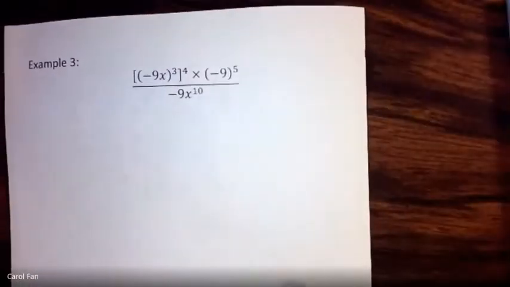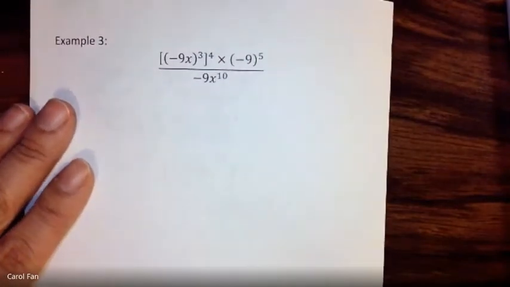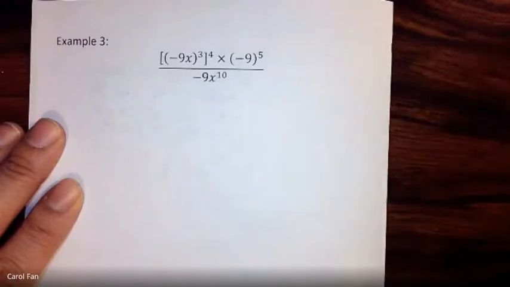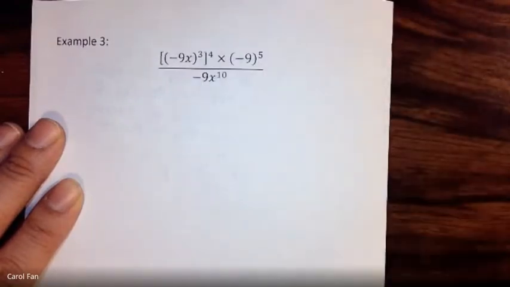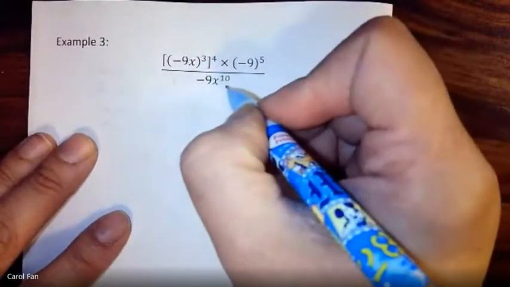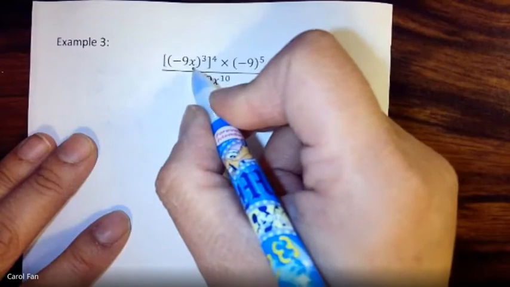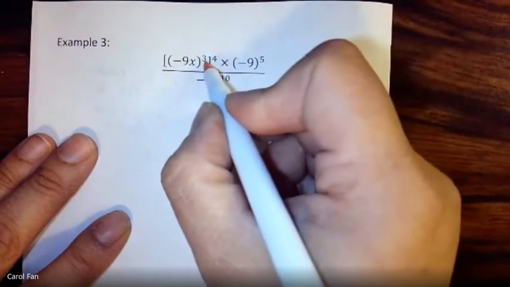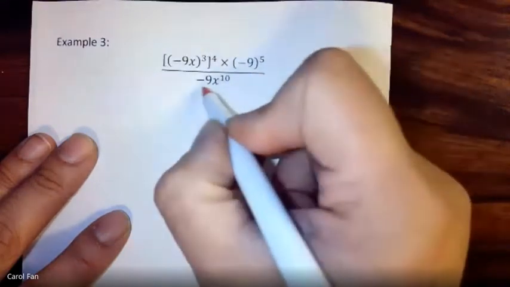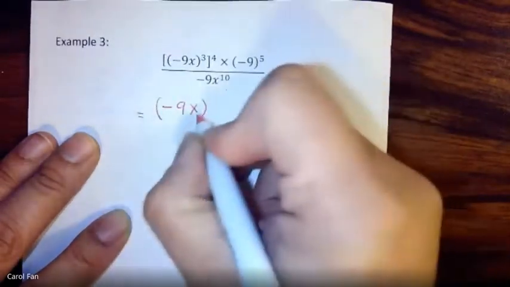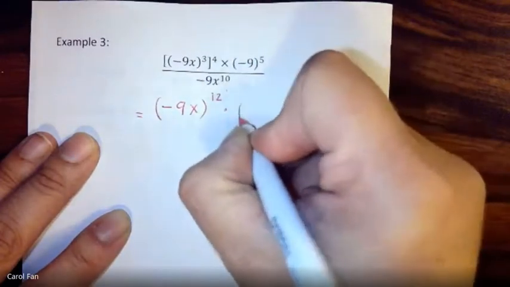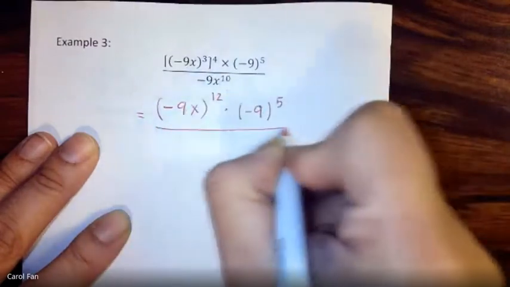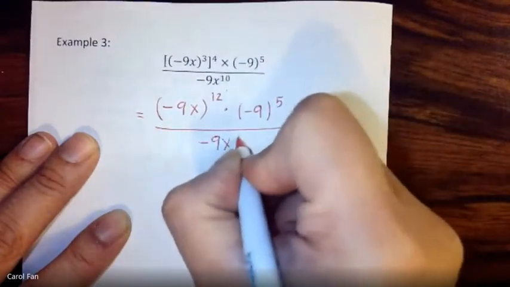Now let's take a look at example number 3. Example number 3, we have a fairly large expression. When we look at this, we realize that our base, we have a negative 9 as a base and an x. So let's simplify by doing our power rule, all in the numerator, and then we're going to simplify our denominator. So let's rewrite this. Negative 9x all to the power of 12 times negative 9 to the 5. And then in our denominator, negative 9x to the 10th power.